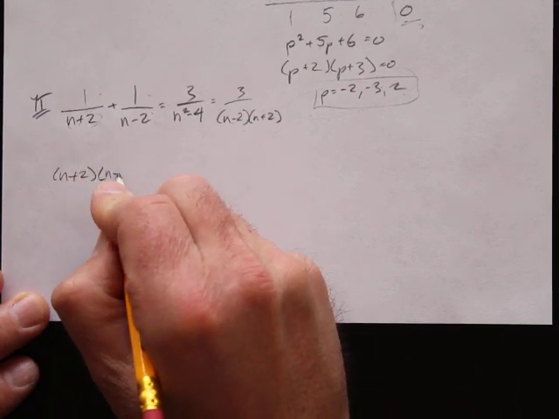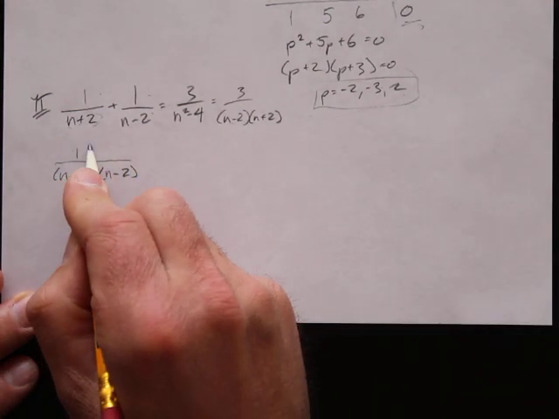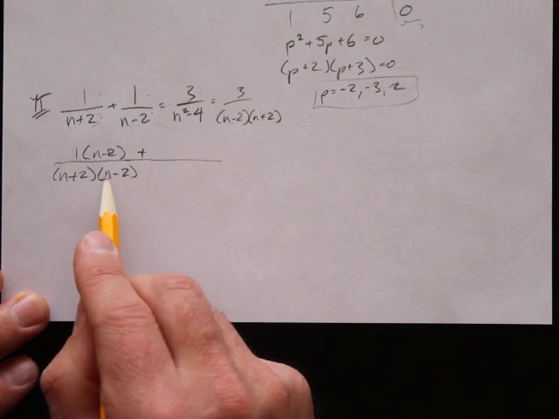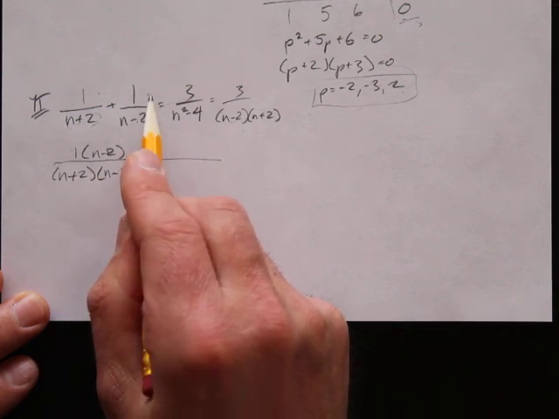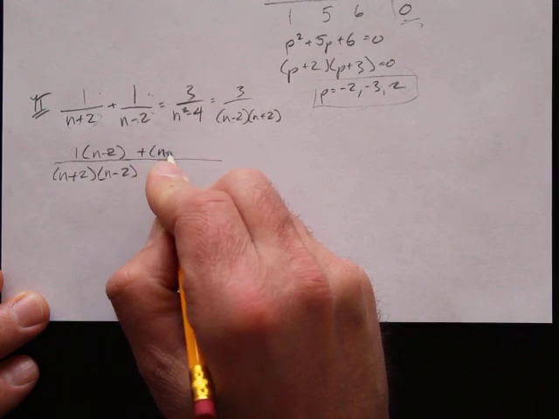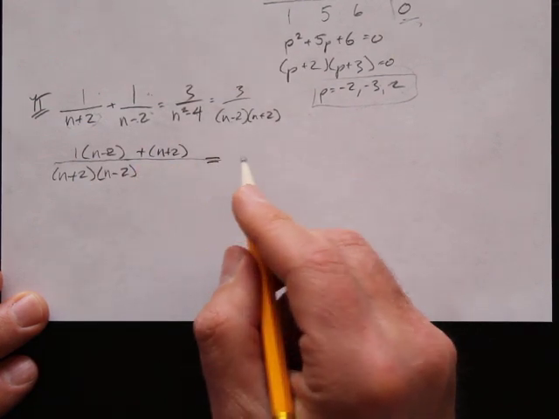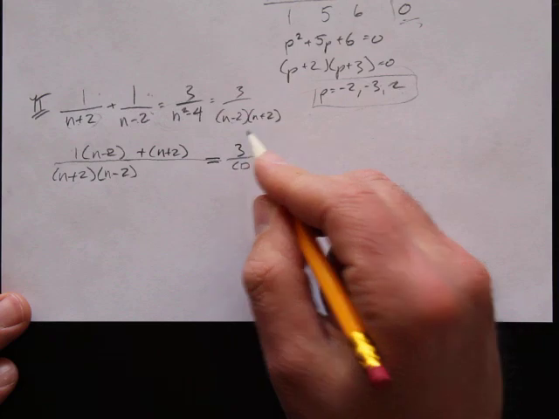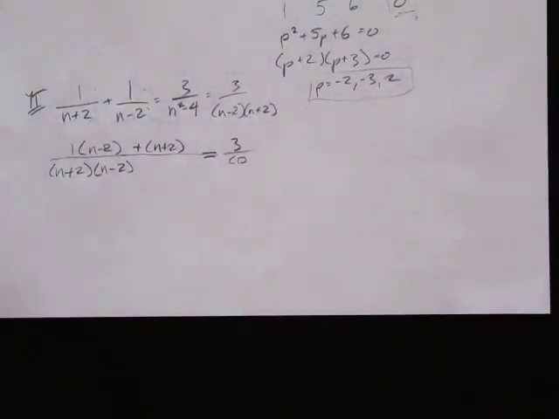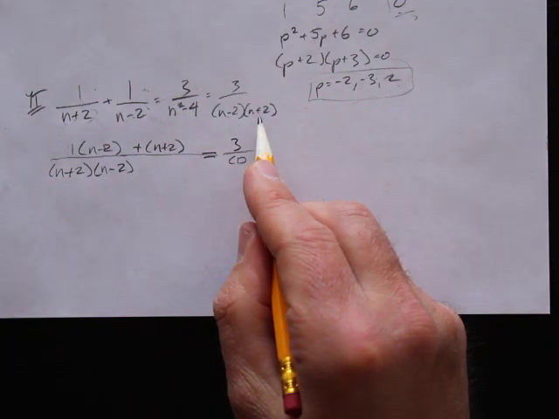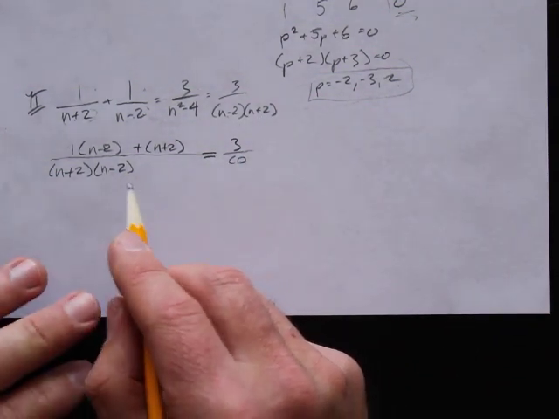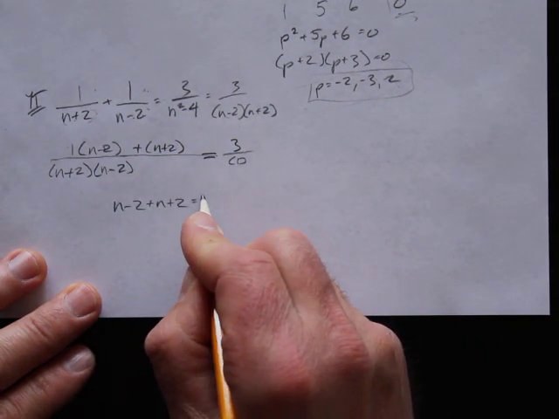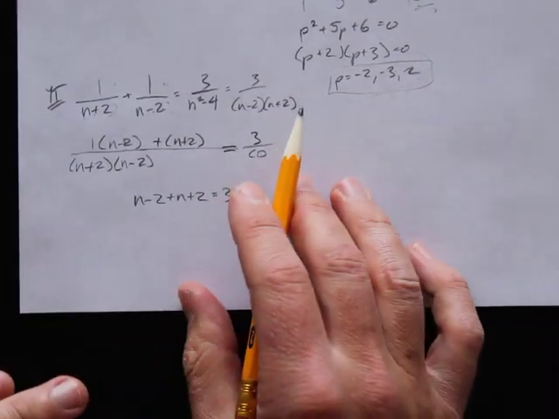So let's try that out. N plus 2 times n minus 2, 1 times n minus 2, plus, so I'm just going to keep this denominator here, n minus 2, I've got to multiply the top and the bottom by n plus 2, equals 3 over my common denominator, because I've already got both of those, n minus 2 and n plus 2 there. Okay, so now I'm going to ignore my denominator, and I've got n minus 2 plus n plus 2 equals 3.